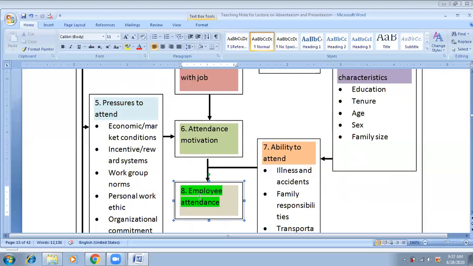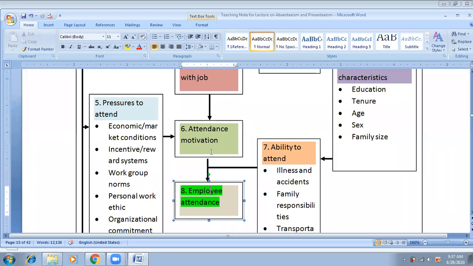But it doesn't happen. Why? Because of this. You have no ability to attend. Then the ability to attend plays as a moderator on the relationship between this one and this one. In research methodology, this is considered the dependent variable. This is considered the independent variable. The independent variable is the variable that affects the dependent variable. When the independent variable gets changed, the dependent variable should also get changed. When attendance motivation becomes higher, employee attendance should become high.